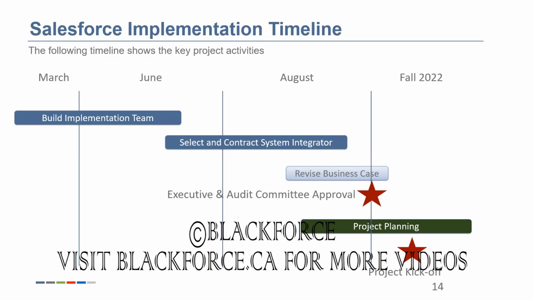In this time period, we're going to seek executive and audit committee approval. We may revise our business case based on the feedback that we receive from the system integrator or the executive and audit committee. Starting in August, we will then begin to plan the project. And in the fall, we will kick off the project.